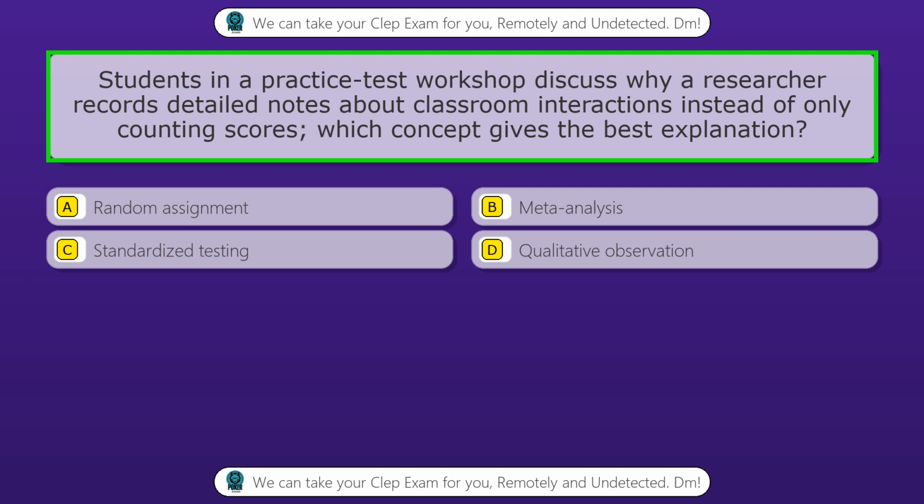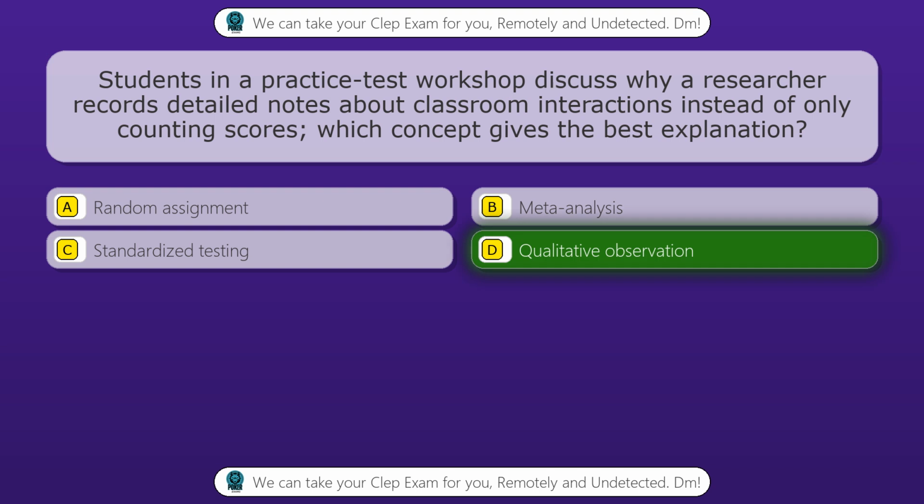Question 98. Students in a practice test workshop discuss why a researcher records detailed notes about classroom interactions instead of only counting scores. Which concept gives the best explanation? Option A, random assignment. Option B, meta-analysis. Option C, standardized testing. Option D, qualitative observation. The correct answer is option D, qualitative observation.